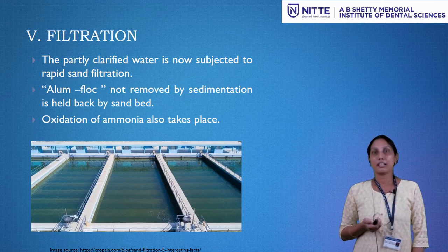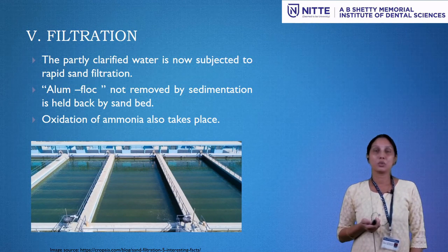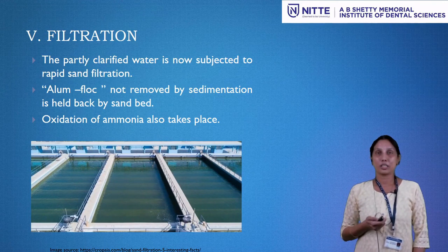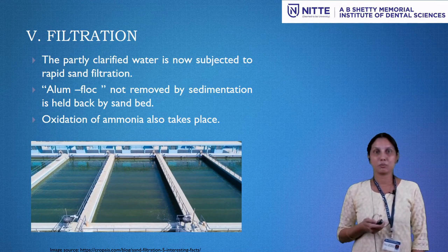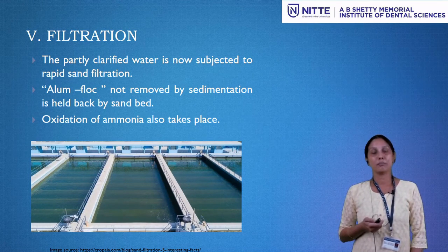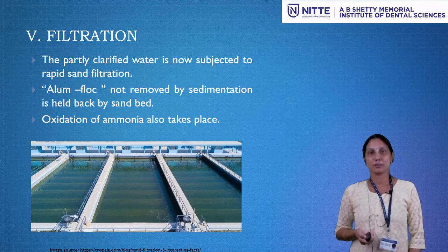The partly clarified water is subjected to rapid sand filtration. Whichever alum flocs were not removed by the sedimentation process in the sedimentation tank are now held back by the sand bed of the filters. The oxidation of ammonia also takes place.